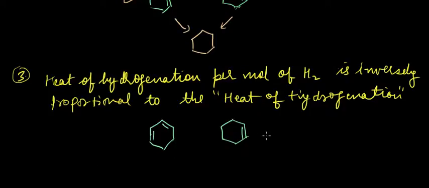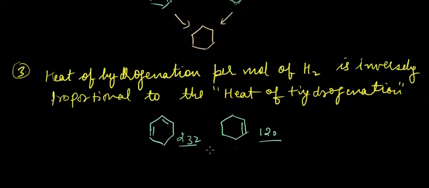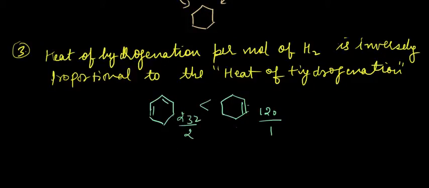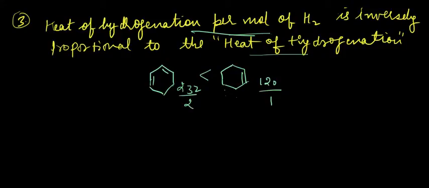The amount of heat released for this, as in the previous example we saw, is 120 kilojoule per mole and this is 232 kilojoule per mole, but per mole of hydrogen we can divide it by 2, divided by 1, so per mole it is less than this compound. So the heat of hydrogenation per mole is inversely proportional to the heat of hydrogenation of the overall compound. Now let us look into the stability order of some of the carbon compounds, and using that we will be comparing the heat of hydrogenation in a few minutes.